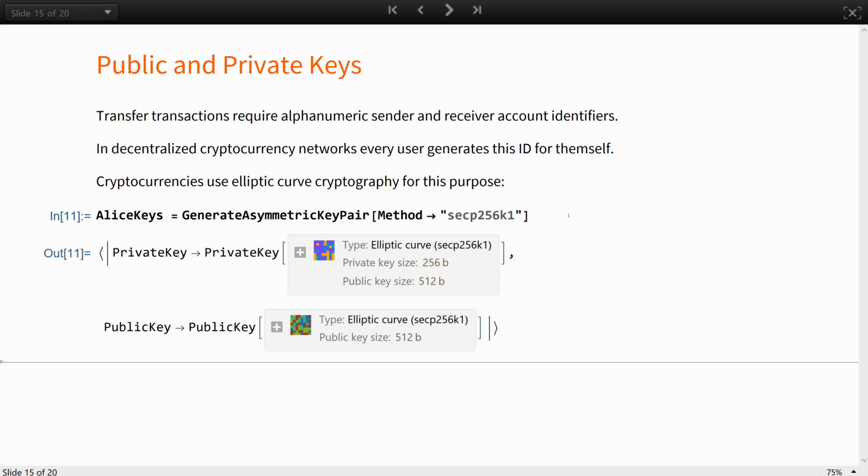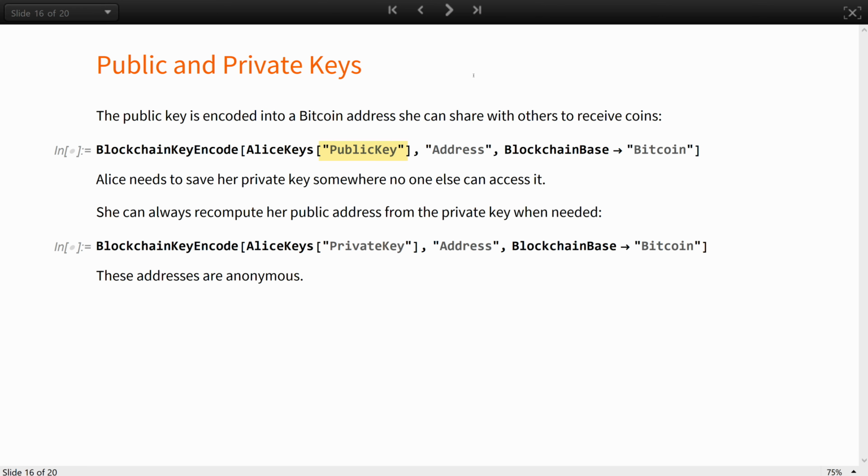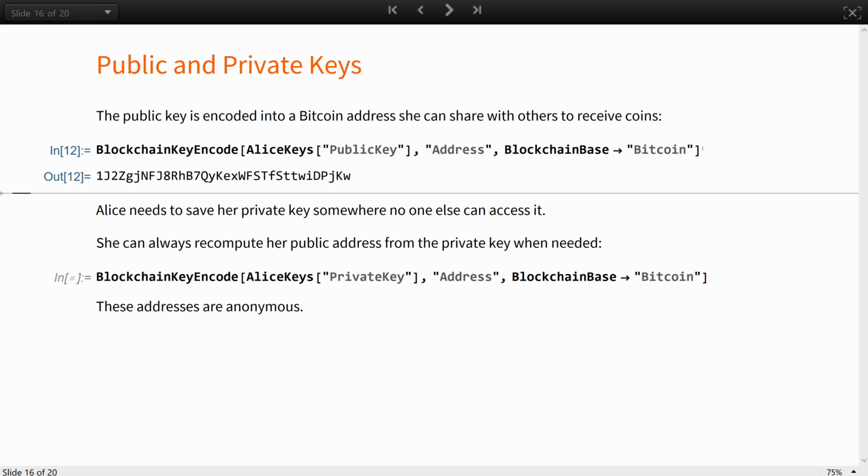For instance, Bitcoin uses the secp256k1 elliptic curve. Her public key is then encoded into a Bitcoin address that she can share with others and receive coins. As you already know, exposing the public key does not put her private key at risk, since it's practically impossible to obtain the private key from the public due to cryptographic properties of elliptic curves and the discrete logarithm problem. Alice needs to save her private key somewhere no one else can access it, and she can always recompute her public key from the private key when needed.